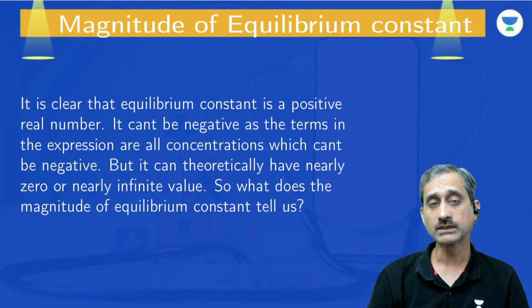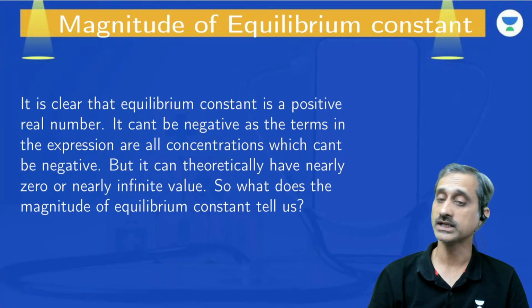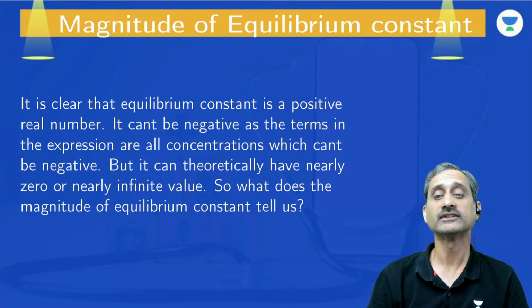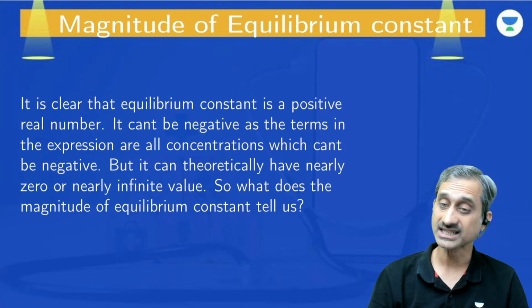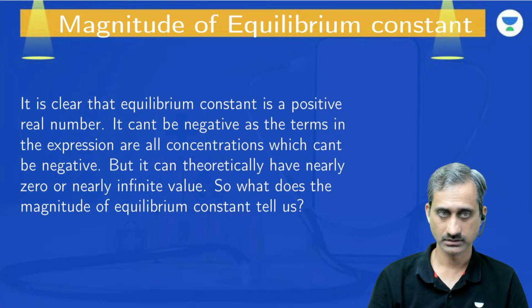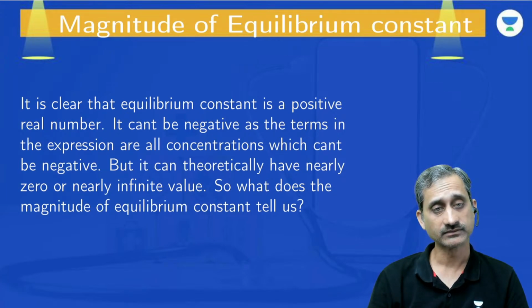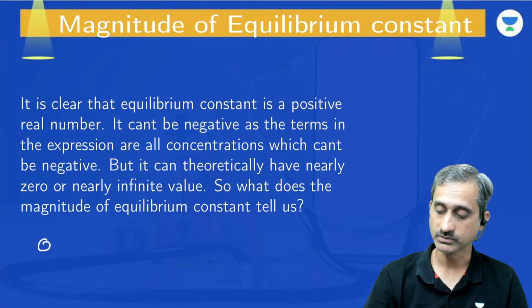Now just remember, equilibrium constant is a positive real number. It cannot be imaginary. It cannot be negative. It can, of course, be fractional, but it's a real number because it has concentration. Concentrations cannot be negative, but it has a range. Theoretically, it can be from 0 to infinity.